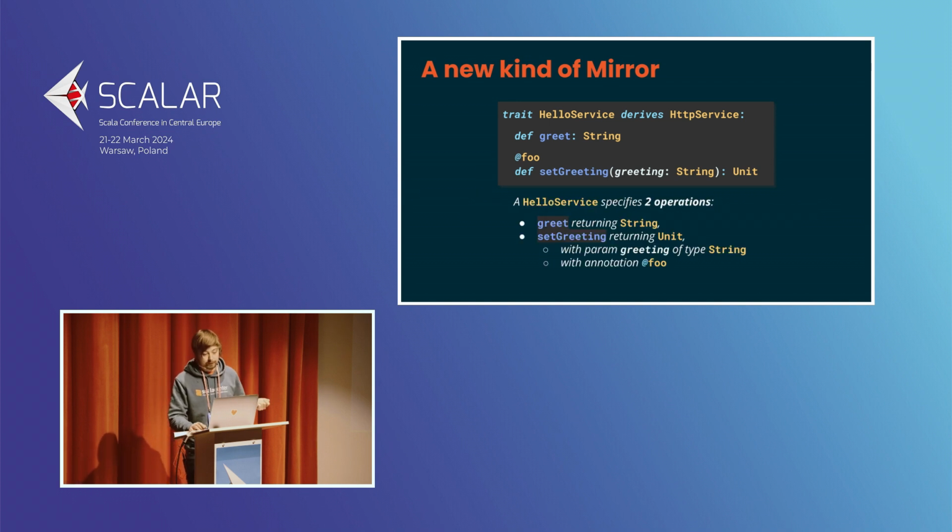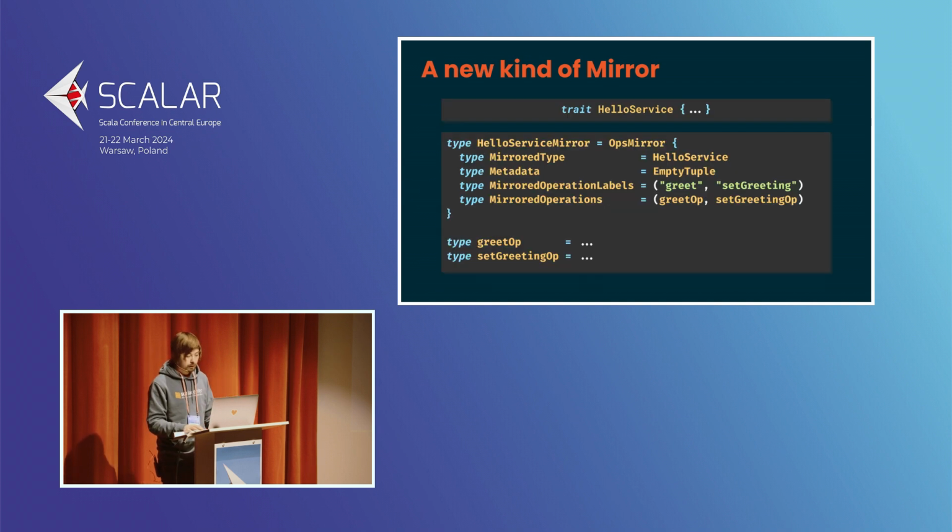Well, if I break it down again, this is the information I want to know. It has two operations. It has greet, which has no arguments and returns a string. Then we have set greeting, which returns a unit, so it doesn't return anything. And it has one parameter, greeting of type string, and it has this annotation foo. These are all the information that I want to reflect in my mirror. So yeah, I've implemented this for the demo today.